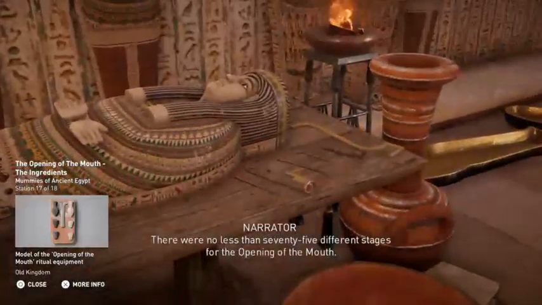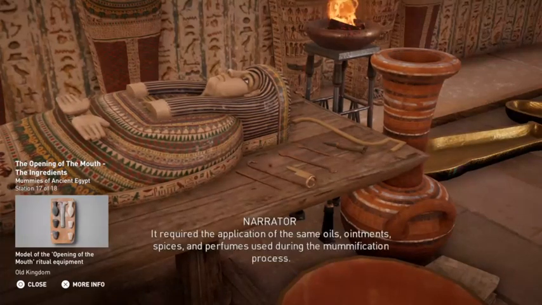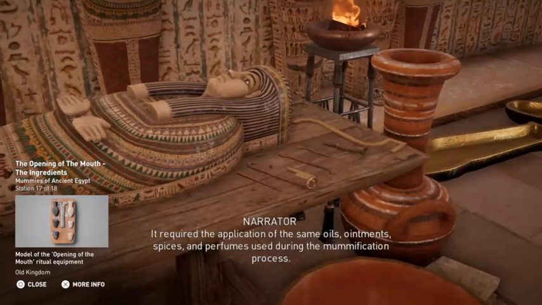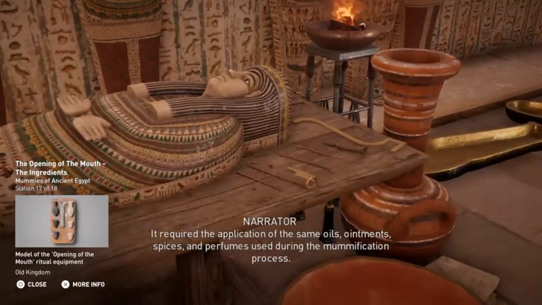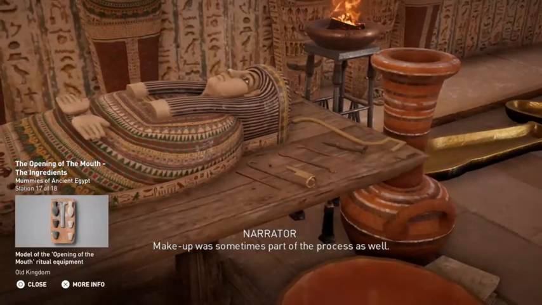There were no less than 75 different stages for the opening of the mouth. It required the application of the same oils, ointments, spices, and perfumes used during the mummification process. Makeup was sometimes part of the process as well.